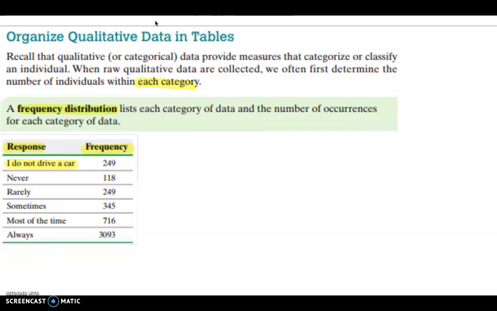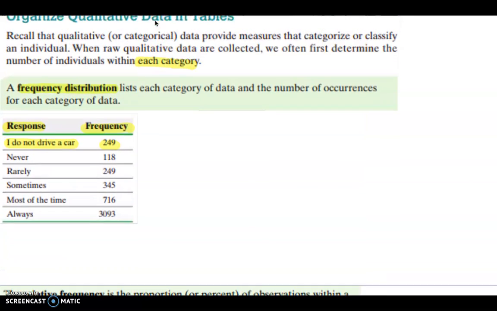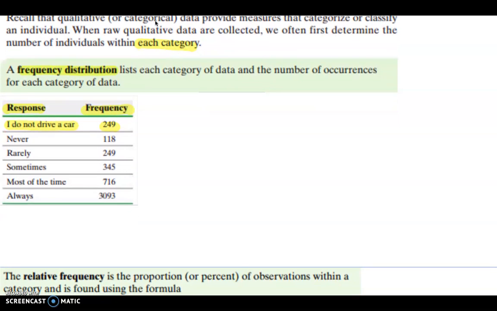So, asking people about cars. In this first one, I do not drive a car. 249 people said they do not drive a car. I think this one was in response to wearing a seatbelt, if I remember, or something like that. But anyway, of the respondents, 249 say, well, I don't drive a car. Those that said never was 118. Those that said rarely was 249, and so on and so forth. And this is what we call a frequency distribution.